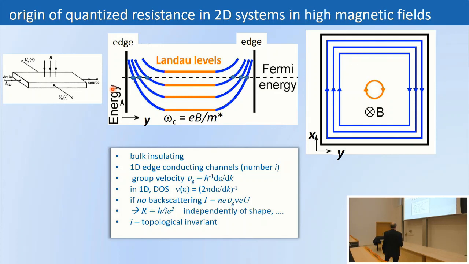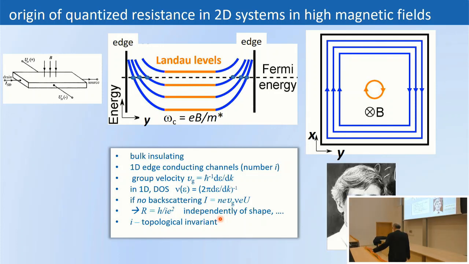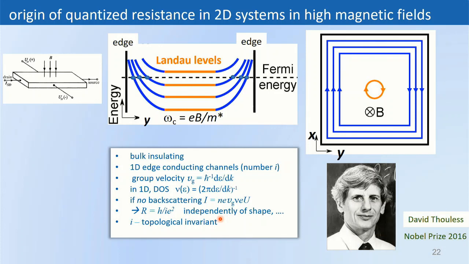And current is just the number of these Landau levels, proportional to velocity and density of states and to voltage. Altogether, putting it in a single way, you get that R is h over e squared divided by the number of Landau levels. And it was Thouless who first noted, and one of the reasons he got the Nobel Prize, that you can explain that very beautifully in terms of topology. Why can you explain this with topology? Because this independence of the result on impurities or the shape of the sample, the shape can be arbitrary and so on, means that it's actually a topological invariant, this number of Landau levels.